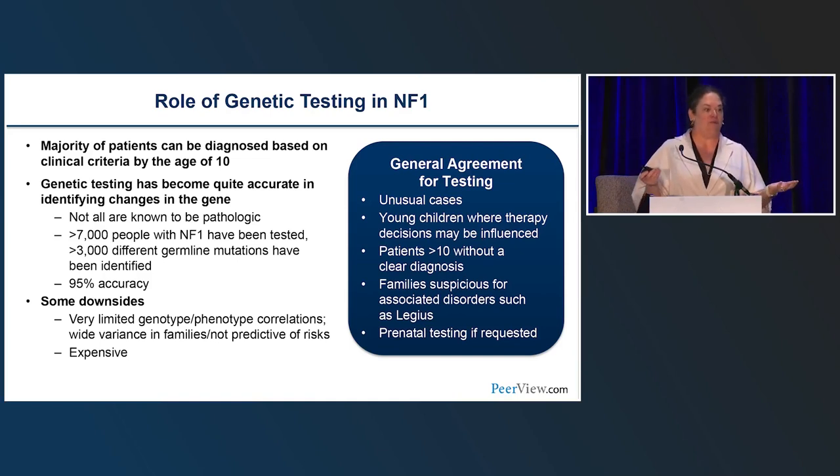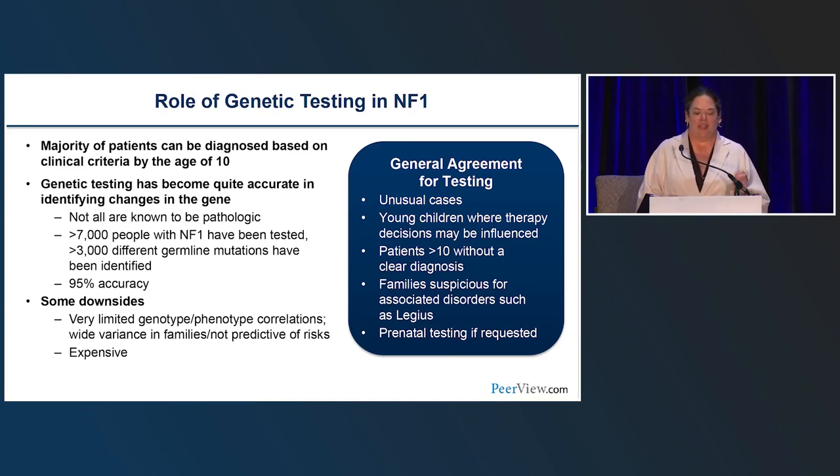Where is there a role for testing? You know, the testing in my lifetime has become incredibly accurate, but there are a number of variants within the NF gene. Remember, this is a huge gene, and not all of them are known to be truly pathogenic. So there have been a number of them identified. If you've tested 7,000 plus patients, you've identified more than 3,000 germline variants. And the testing now is very accurate.